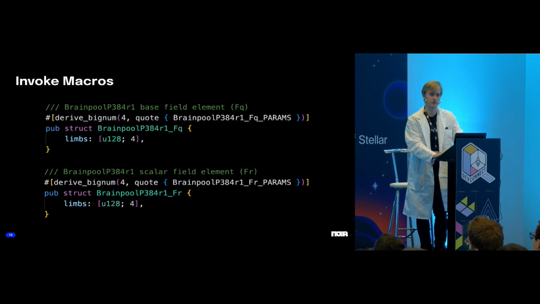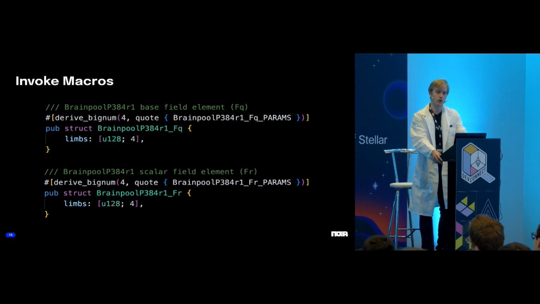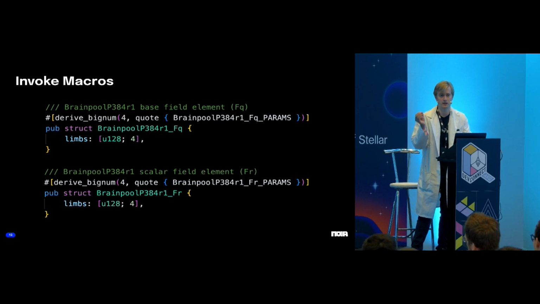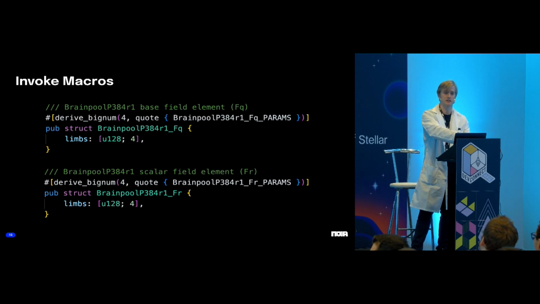And now, when it comes time to specify a custom big int type, I can call that macro in an attribute on top of my structure. So you can invoke a macro like this on top of a type, and it's going to basically immediately unquote. That's what I mean by bringing that token stream back into Noir. The first thing that will be passed to derive big num is going to be the type itself. You see FQ and FR. That was the first parameter of our macro, and it's going to be passed into that function.